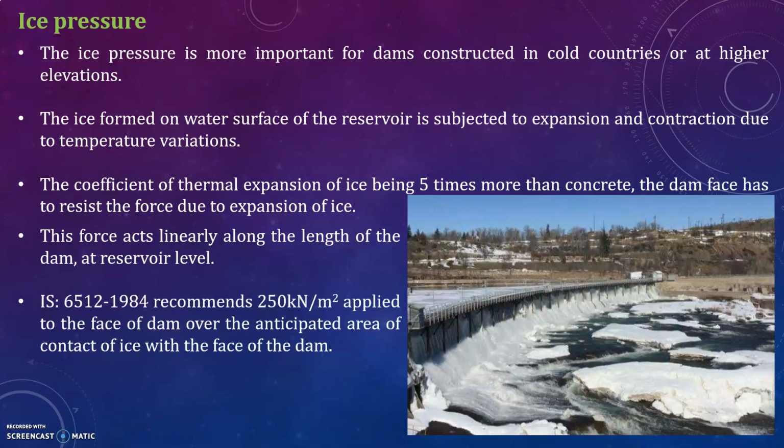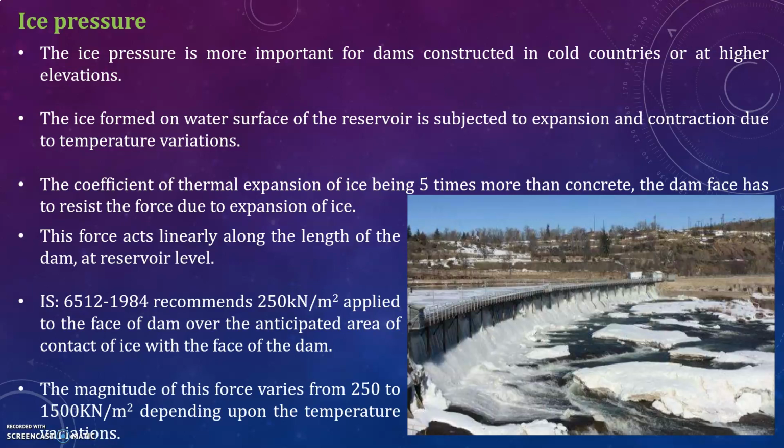This force acts linearly along the length of the dam at the reservoir level. IS 6512-1984 recommends that till a specific reliable procedure becomes available for the assessment of ice pressure, it may be provided for at the rate of 250 kN per meter square applied to the face of the dam over the anticipated area of contact of ice with the face of the dam. The magnitude of this force varies from 250 to 1500 kN per meter square depending upon the temperature variations.